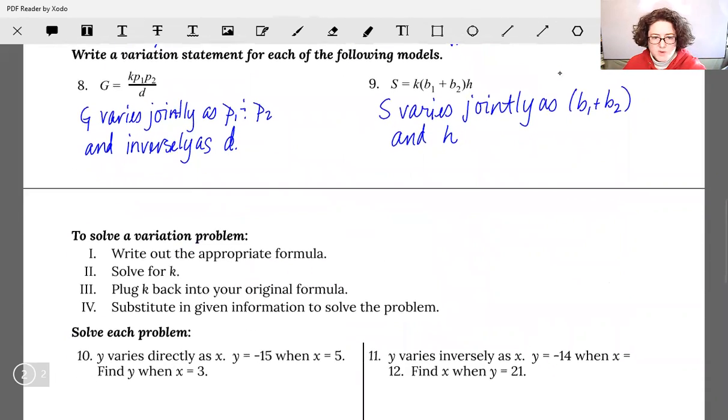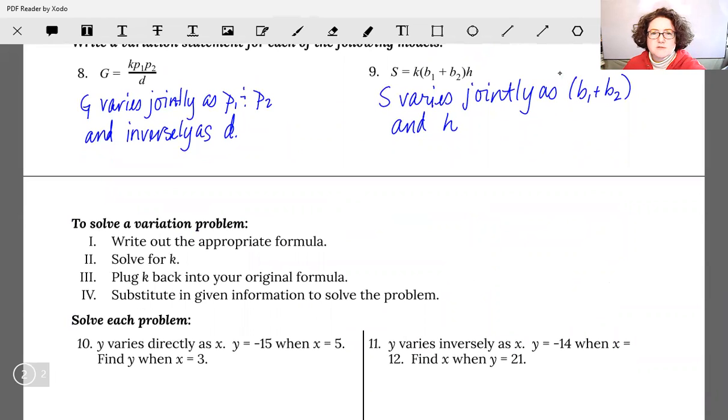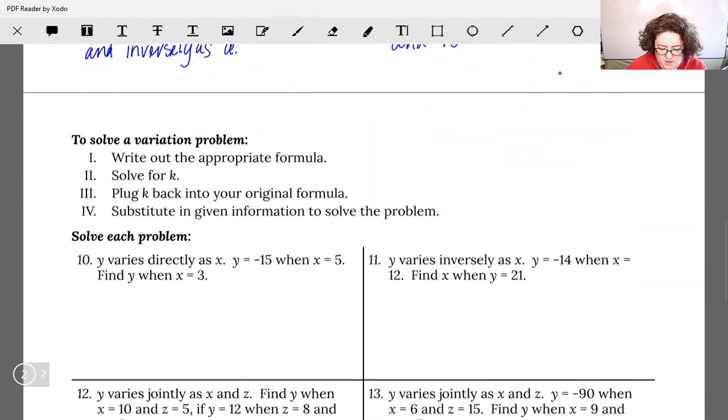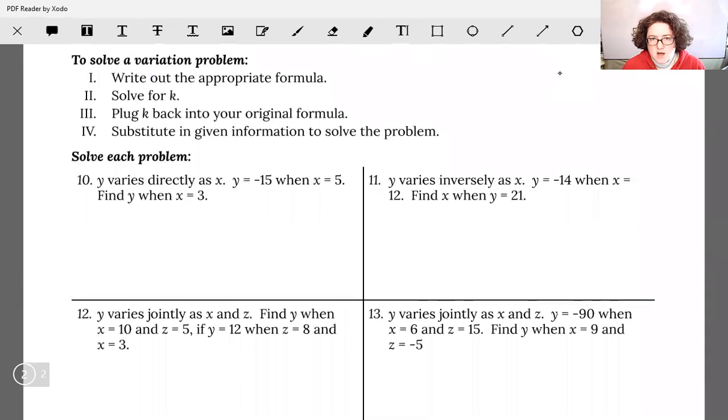So when you solve a variation problem, obviously the first thing you want to do is make sure that you have the variation set up correctly, that you've got an equation that properly describes the situation. Then we want to make sure we know what that constant of variation is, which we're probably going to have to solve for. And then we'll use that value to write a new equation and solve out the problem. So a lot of these problems are going to give you two sets of information. One set will help you solve for the k value, and the other will solve for whatever variable it's asking for. So number 10, y varies directly as x.